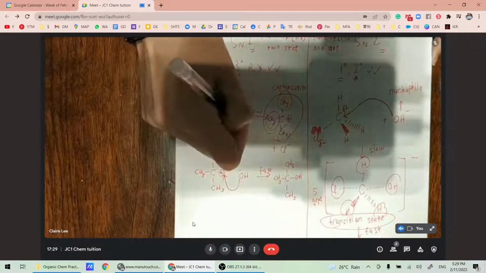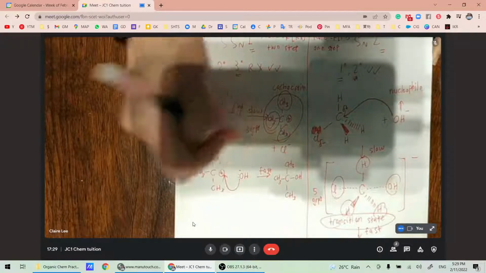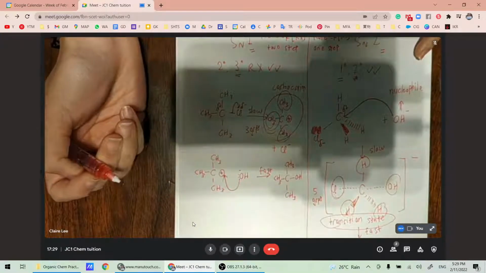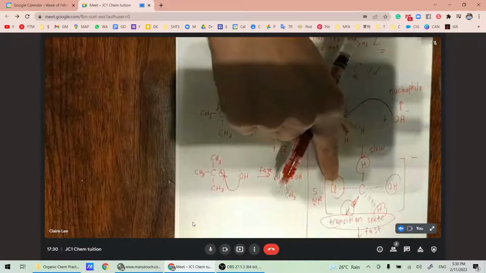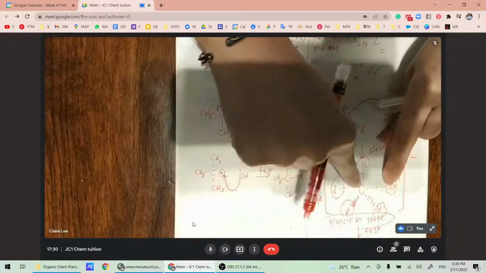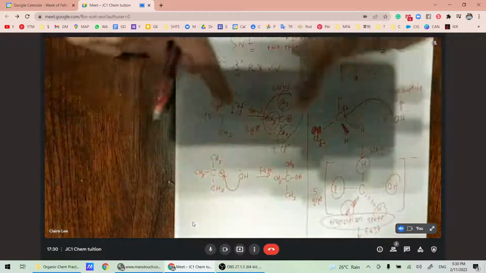And also take note of the number of groups. For the carbocation, there are 3 groups attached to the carbon, whereas the transition state has 5 groups attached to the central carbon atom.